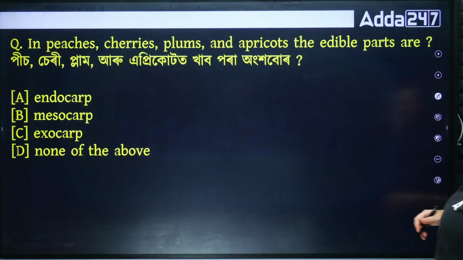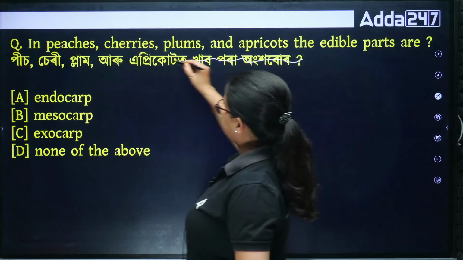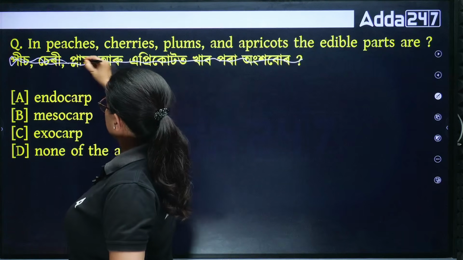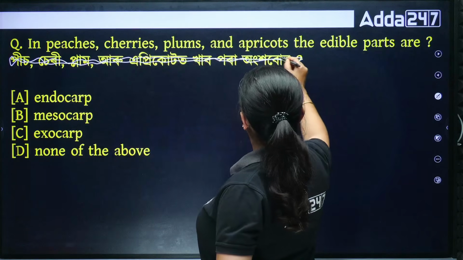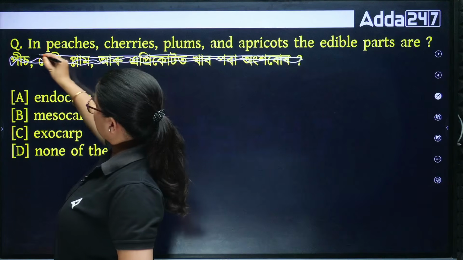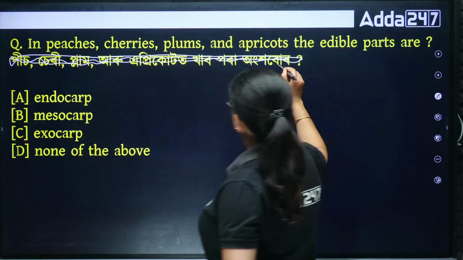Next, in peaches, cherry and plum, what type of edible part do we eat? This is not for you, this line is in another language.